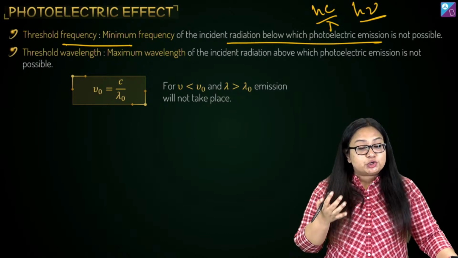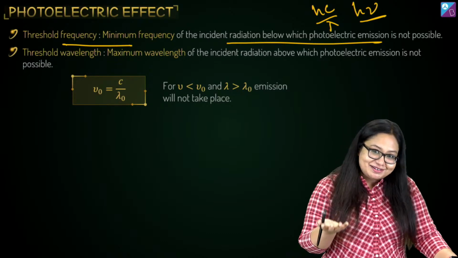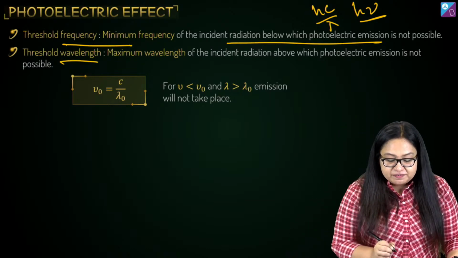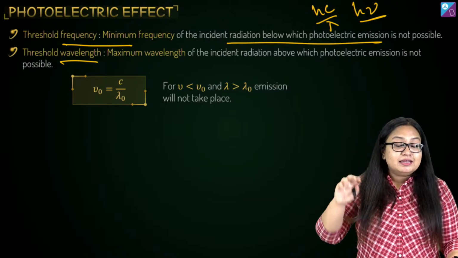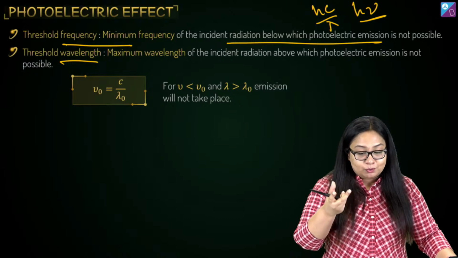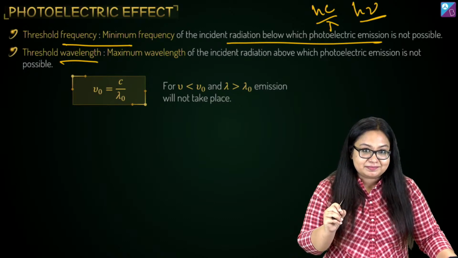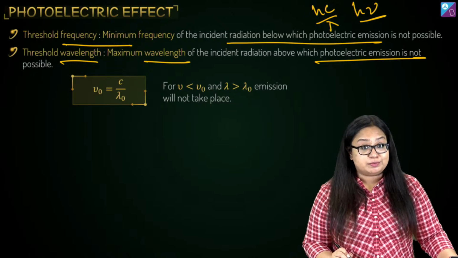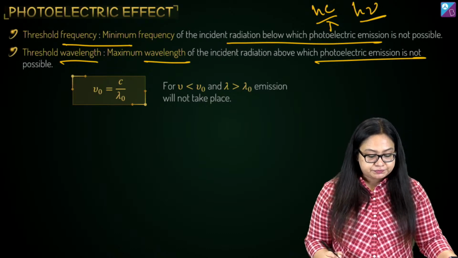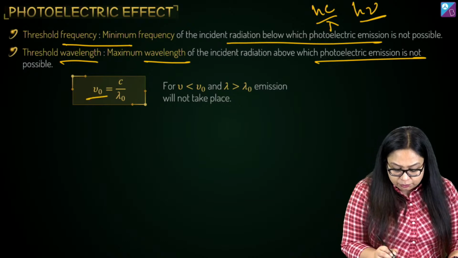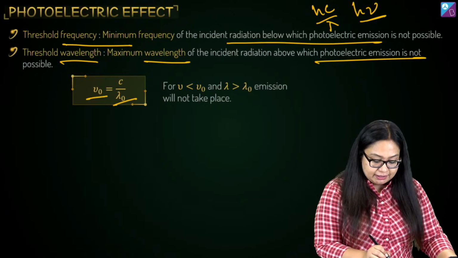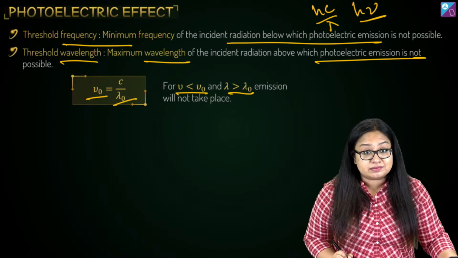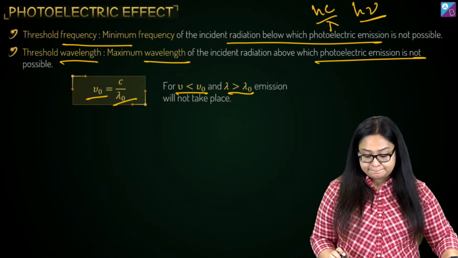And the concept of threshold wavelength also comes, because corresponding to a certain frequency, the light is going to have a corresponding wavelength also. If we're talking about minimum energy, we are talking about maximum wavelength. So the maximum wavelength of the incident radiation above which photoelectric emission is not possible is the threshold wavelength. So nu naught and lambda naught will be related, and for nu less than nu naught and lambda greater than lambda naught, emission will not take place. Is it okay? All right.